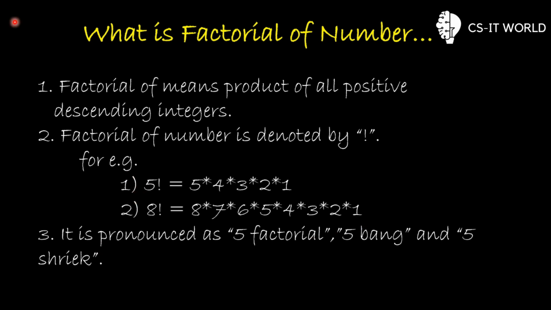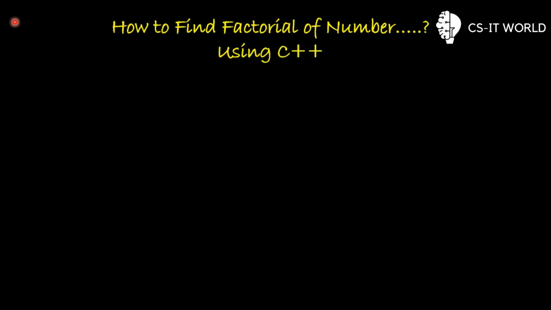Now this is all about what is factorial of a number. Now we will see how to find that factorial of a number using C++. So for that I'll start the main function.